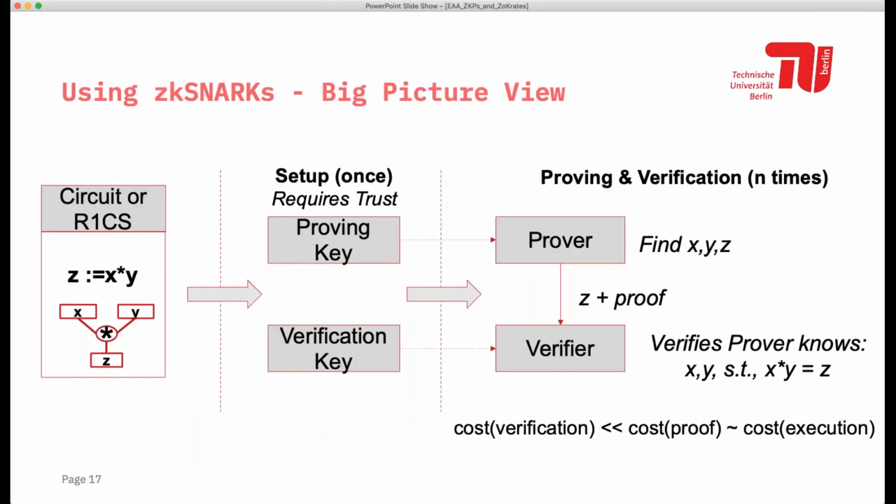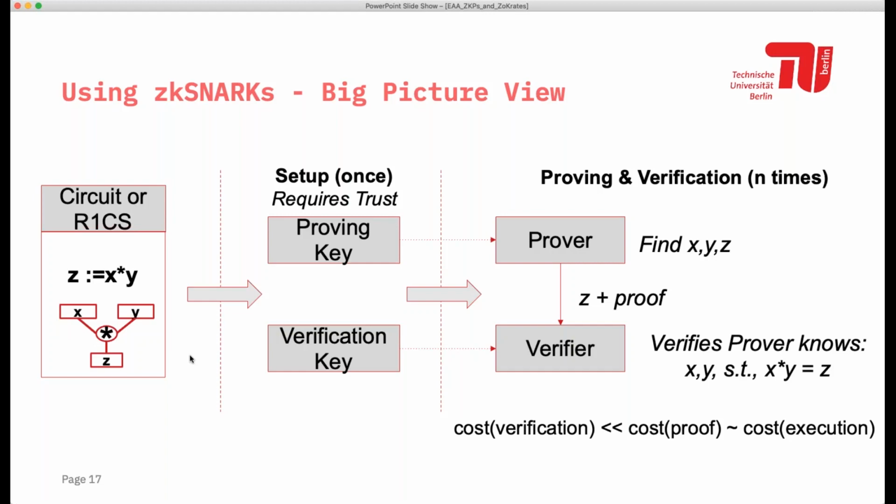How zk-SNARKs work, we'll look at an example here on a high level. Let's say we have a circuit or rank 1 constraint system, so one of these provable abstractions, and what this shows is that we have a statement that says a value z equals or is defined as x times y. So we basically say we have a variable z and it's the result of multiplying two numbers x and y, and that can be modeled as such an arithmetic circuit down here, but we don't really need to care about that too much for now.